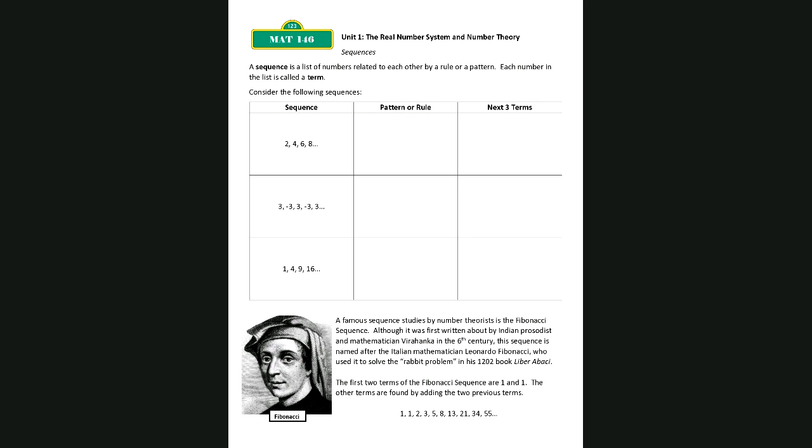So I'm looking at 2, 4, 6, 8. Actually, these are just the even numbers. So what's the pattern? Well, the pattern is that we just have the even numbers. So I'm going to say even numbers.